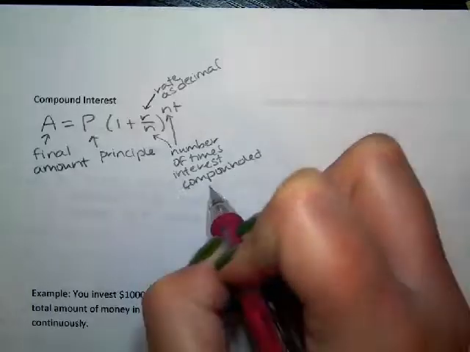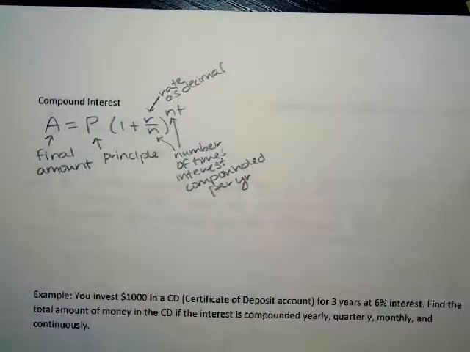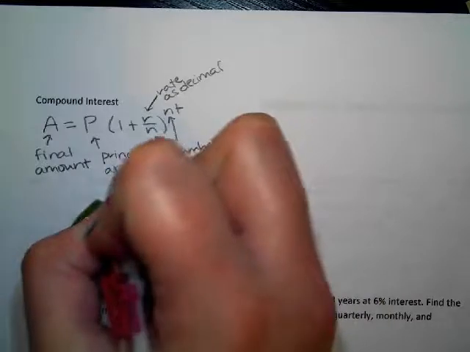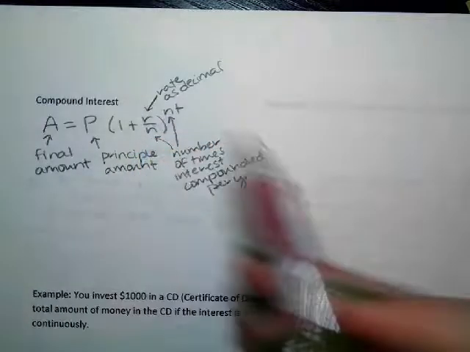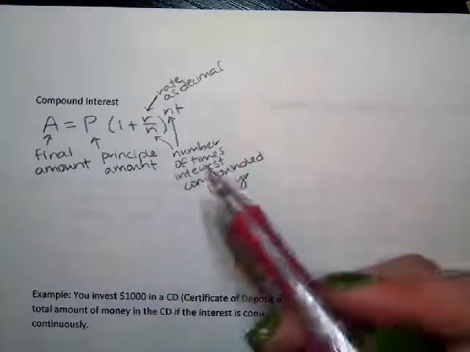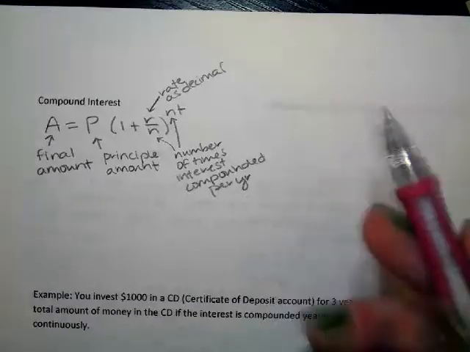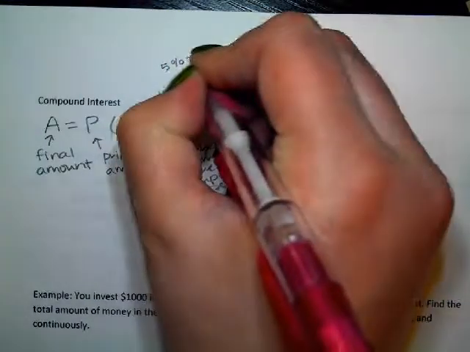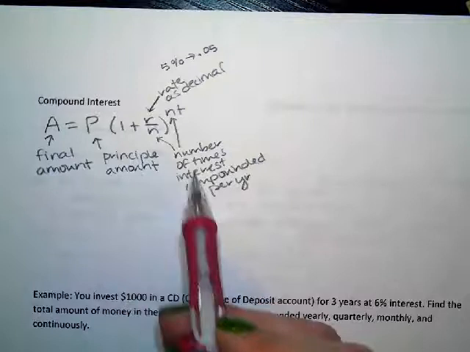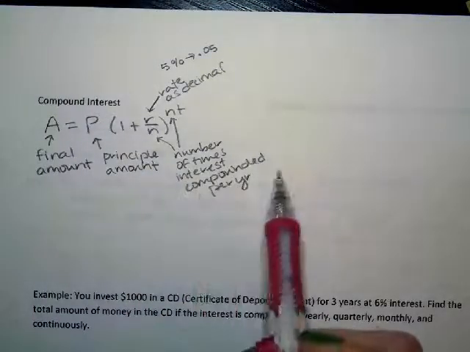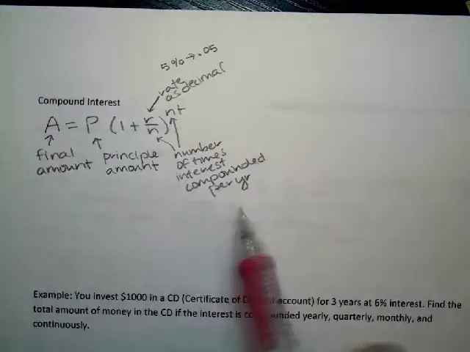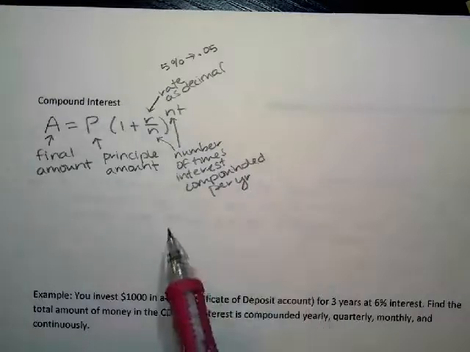R is the rate, the interest rate written as a decimal. So if it's 5%, you write 0.05. The n is the number of times the interest is compounded per year. So if it says quarterly, it's 4. If it says monthly, it's 12. If it says semi-annually, that is 2. If it says weekly, that's 52, that sort of thing.